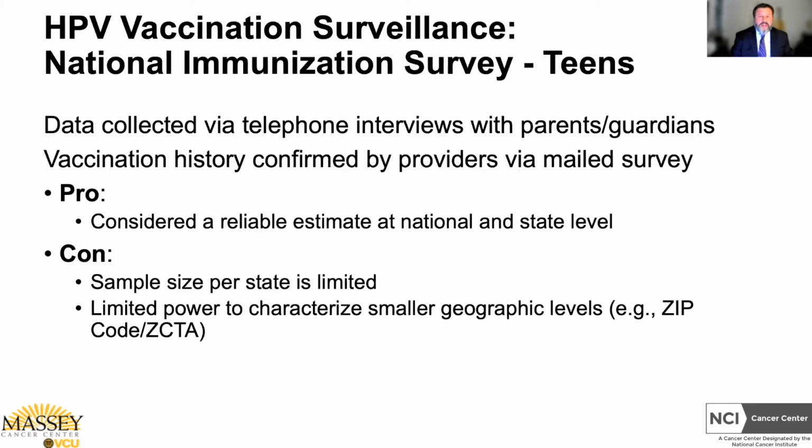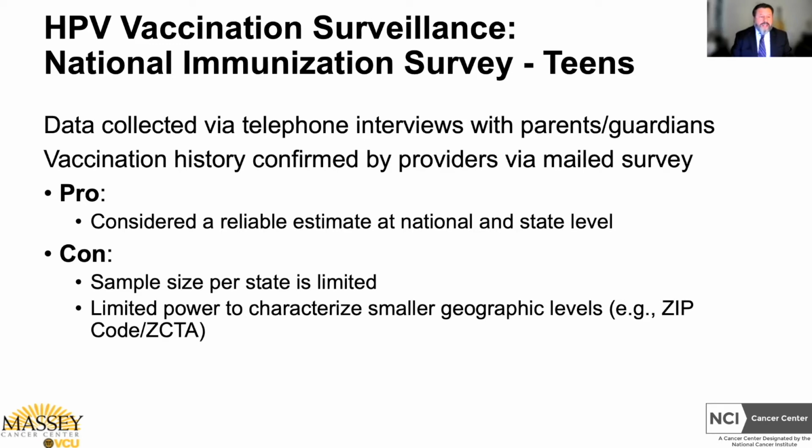So many of you are familiar with the NIS Teens Survey. It collects data from parents on whether or not their child has been vaccinated. And then vaccination history is confirmed by the provider via mailed survey. So one of the pros of this is that it's considered really a reliable estimate at the national level. And sometimes for the states, they use this estimate too to surveil their coverage.